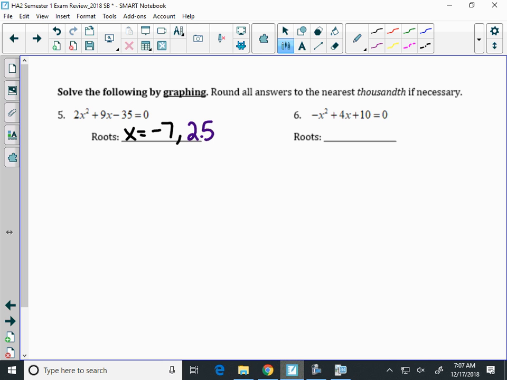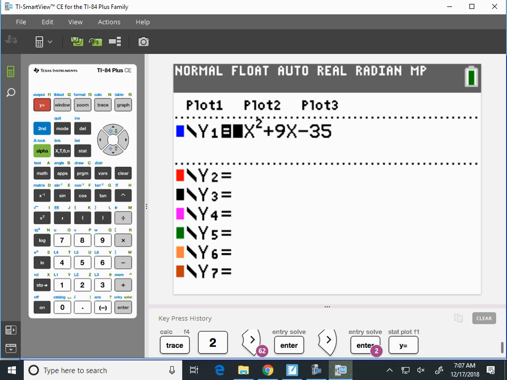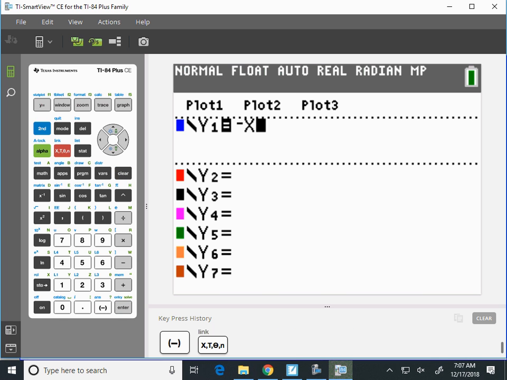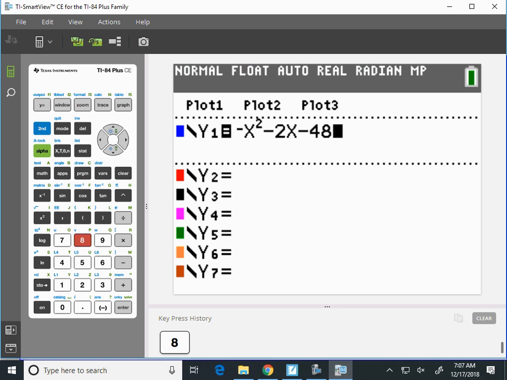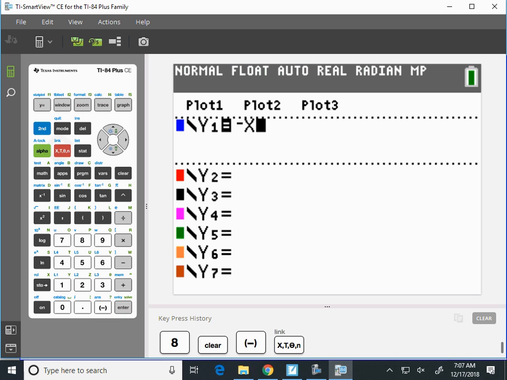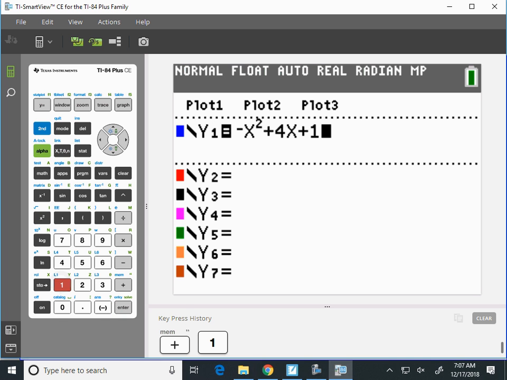So we don't ask this question, but just so you remember, yes, this quadratic could be factored because those are both rational roots. Okay. Let's do the same thing in number 6. We're going to start by graphing the quadratic. So we'll clear out what we have, and we have negative x squared this time, minus 2x minus 48. Oh, no, I was looking at the wrong one. I'm sorry. Negative x squared plus 4x plus 10.